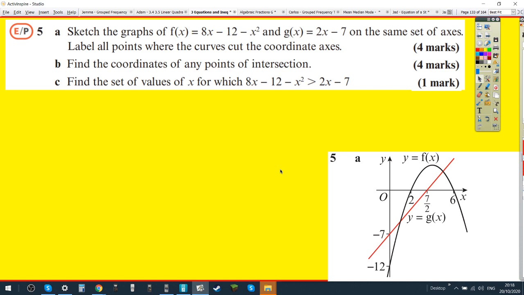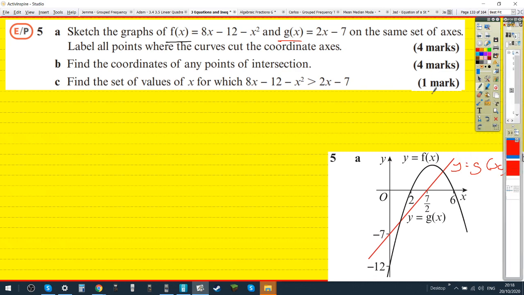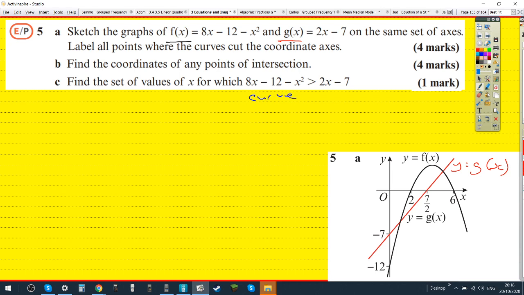So when it says 2x minus 7, is that just 2 over 7? Well, which one's 2x minus 7? The red line is the g of x. Okay, so that one's 2x minus 7. Yeah, that's a straight line. The x squared one is the curve. So is it wanting when 8x minus 12 minus x squared is greater than 2x minus 7? Yep. When is the curve greater than the line? Would that be on the left of the graph?